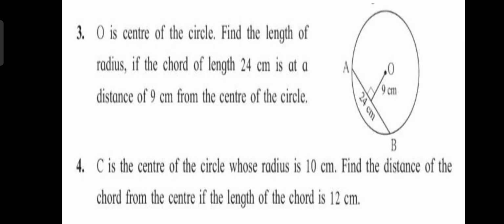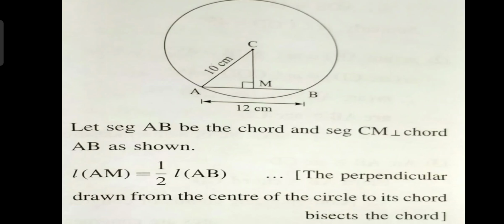So AB is given, that is 12 centimeter. So how much should AM be? It should be half, that is 6 centimeter. We are also given the radius, that is AC, that is 10 centimeter. So let segment AB be the chord and segment CM perpendicular to chord AB as shown.